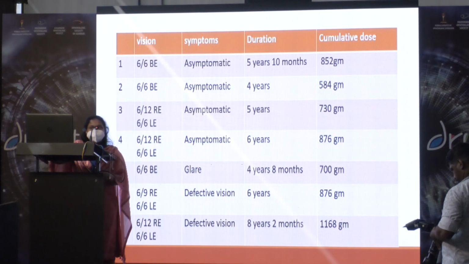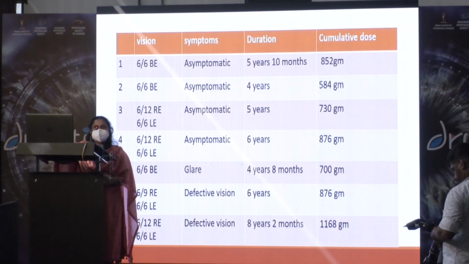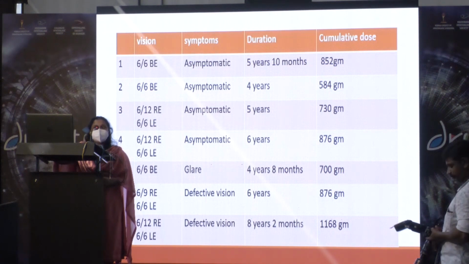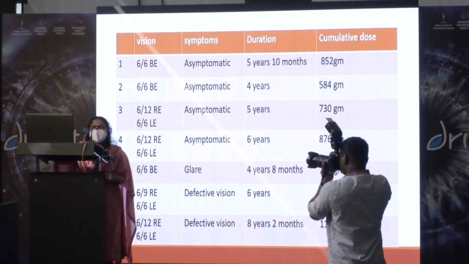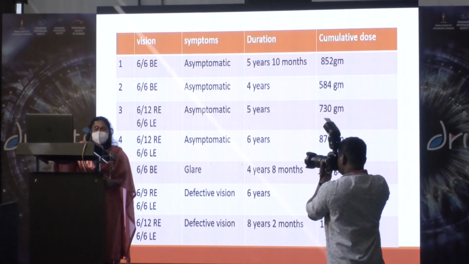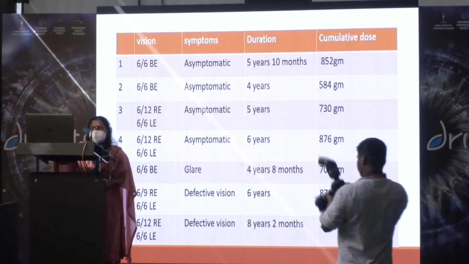So this is the list of the 7 patients, where the best corrected visual acuity was 6/6 in 3 patients and 4 were asymptomatic. The duration is more than 4 years and up to 8 years in these patients, and the cumulative dose is more than 500 gram in all of these patients, and for one patient it is more than 1000 gram.